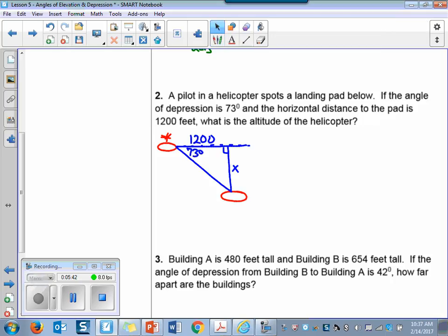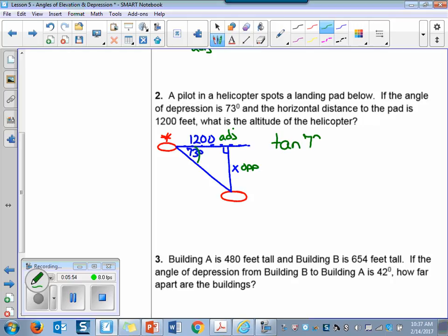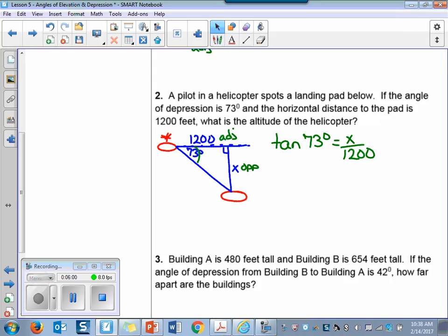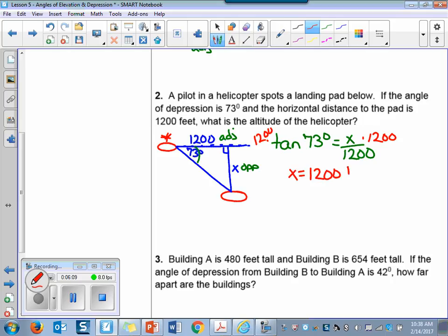Let's see. Identify these. Here's my angle. So this is opposite. This is adjacent. I'm using tangent again. Opposite over adjacent. Tangent of 73 degrees equals x over 1,200. Multiply both sides by 1,200. X equals 1,200 tangent of 73 degrees. Let's see. So this helicopter is 3,925.023 feet high.